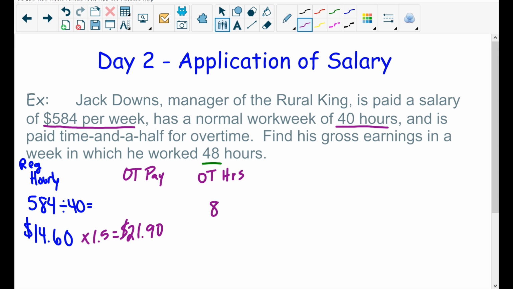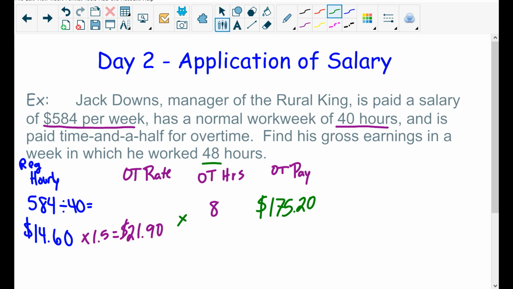And then let's calculate the overtime pay. Yes, this should have been rate, so that should be overtime rate here. So overtime pay. How do I calculate overtime pay? The rate times the hours. So if I multiply those, 21.90 times 8 is what? 175.20.